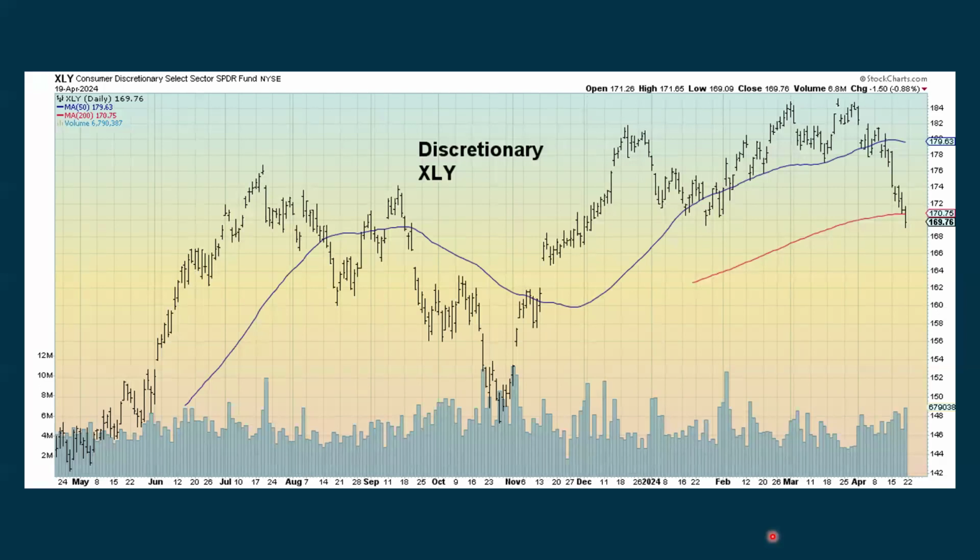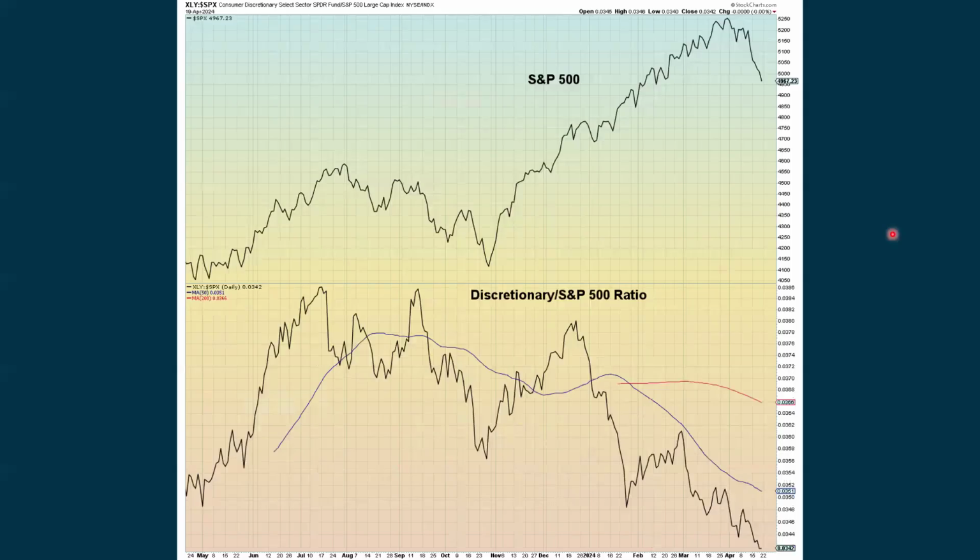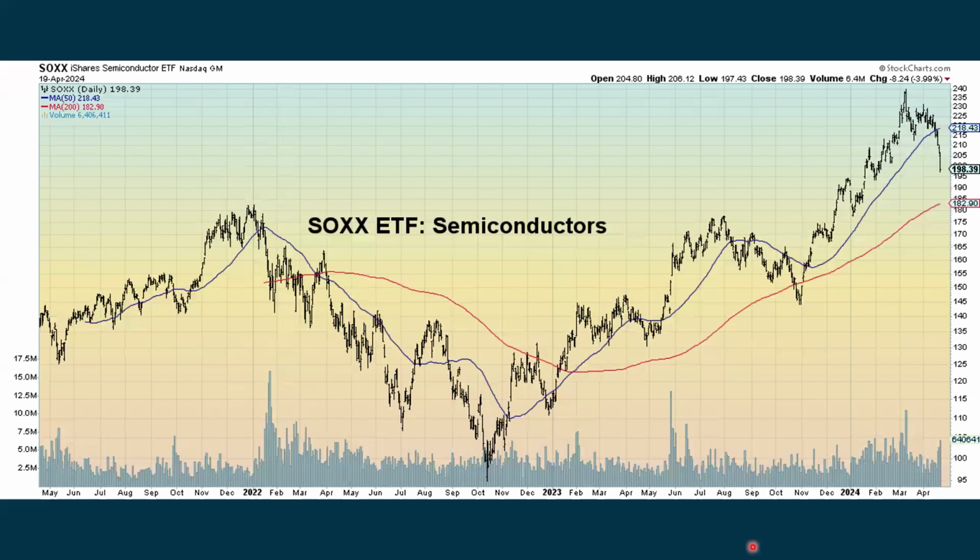Discretionary, the thing that makes life fun, in a longer term uptrend, fell below its 50-day moving average and now is starting to fall below its 200-day moving average. And when we look at this on a ratio basis, this really helped stocks in 2023. But since Tesla's been under a lot of pressure, we've been seeing this ratio really going down and showing some weakness.